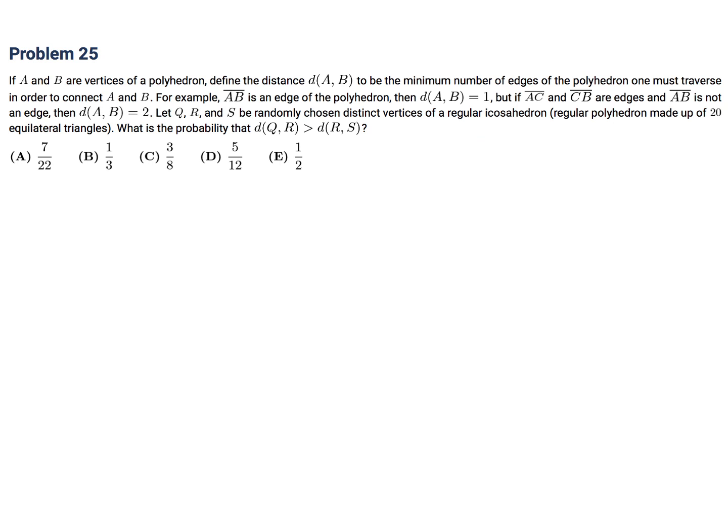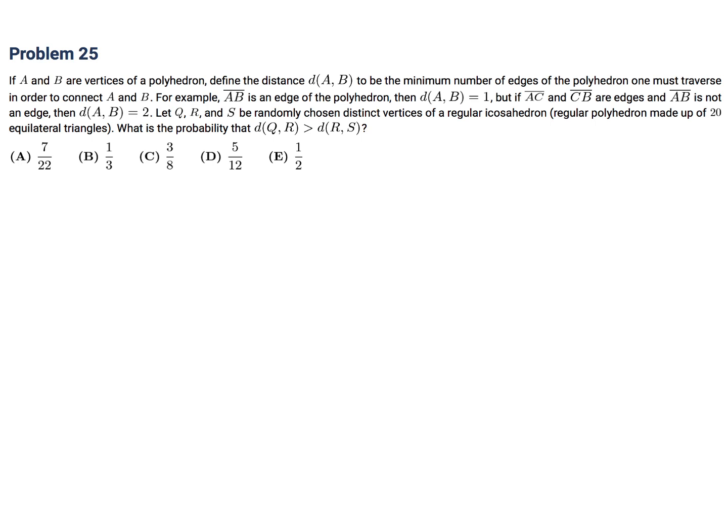If A and B are vertices of a polyhedron, define the distance DAB to be the minimum number of edges of the polyhedron one must traverse in order to connect A and B. For example, if AB is an edge of the polyhedron, then DAB is 1. If AC and CB are edges and AB is not an edge, then DAB is 2.